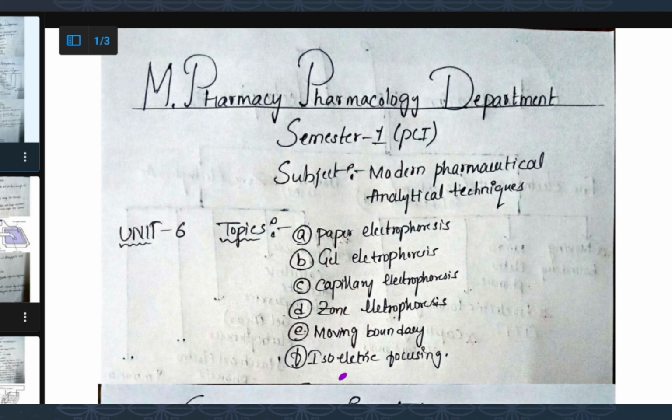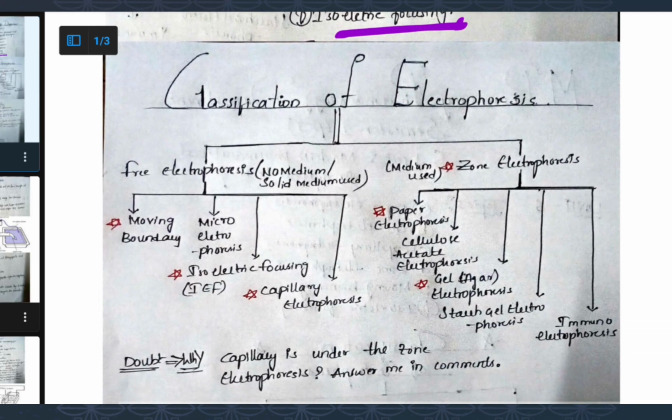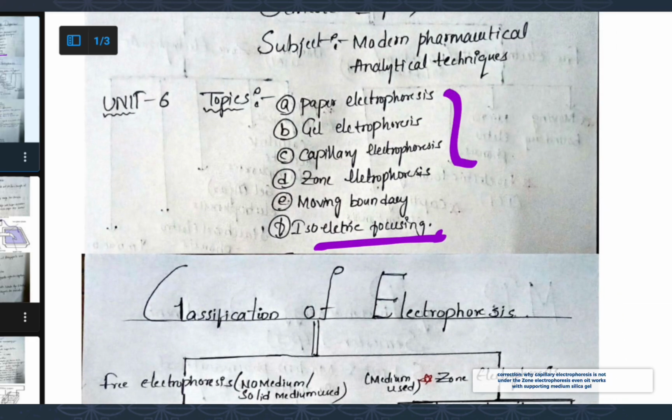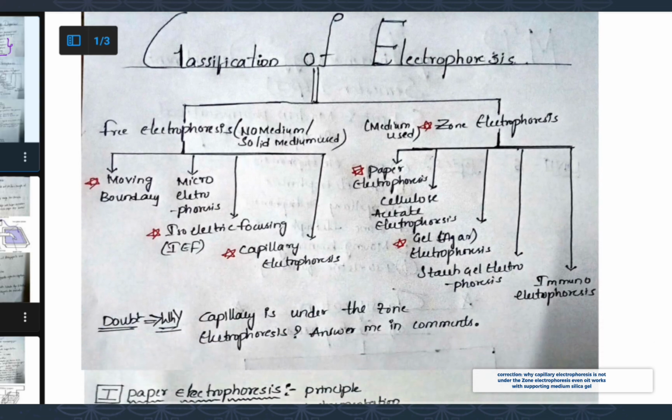Pharmaceutical Analytical Techniques is a subject of M.Pharmacy, Pharmacological Department, Semester 1 under the PCI. Now we are going to discuss the Unit 6 topics: paper electrophoresis, gel electrophoresis, capillary electrophoresis, zone electrophoresis, moving boundary, and isoelectric focusing.